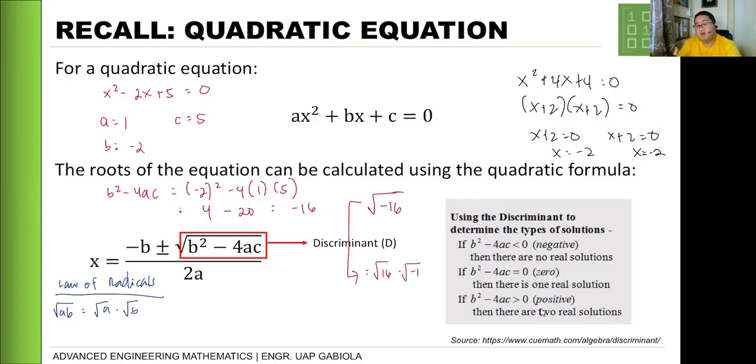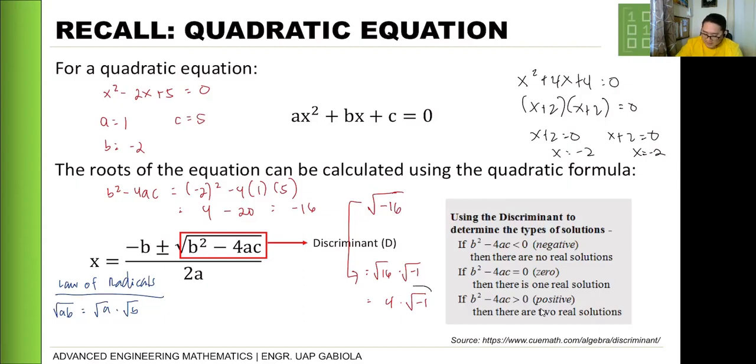Kasi kailangan natin kumuha ng perfect square para malabas natin siya doon sa square root natin para ma-simplify natin siya. Si 16 is a perfect square ng 4. Kaya kailangan yung factor natin will be 16 times negative 1. So magiging sagot natin is square root of 16, magiging 4 times square root of negative 1. So this is square root of negative 1.